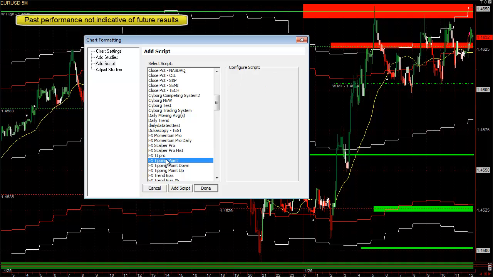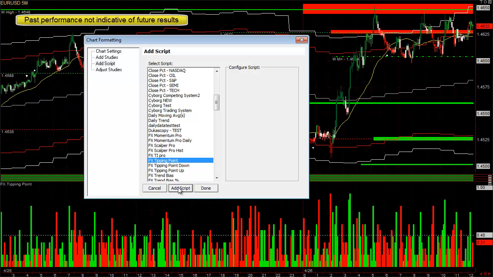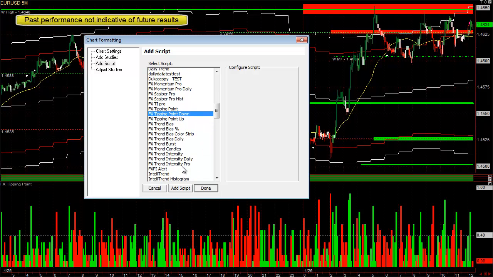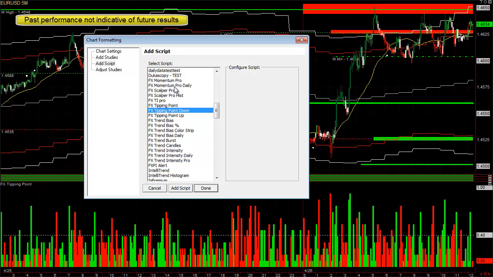FX Tipping Point: force equals mass times velocity. So the tipping point is the mass of the market. It's the percentage of currencies going up or down on any given bar. If you're buying the euro dollar, you want the euro pound to go up, the euro yen, the euro dollar, obviously, euro Swiss, euro Canadian, euro New Zealand, euro Australian. And you want all those pairs to be going up with a lot of intensity. And that's what the FX Momentum Pro does.